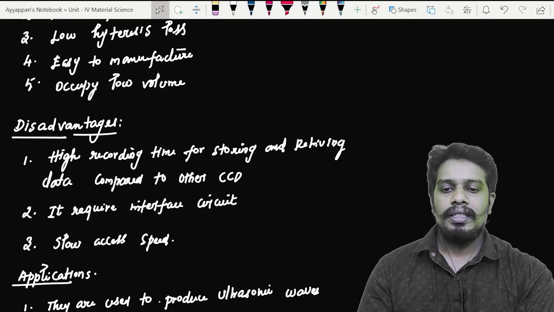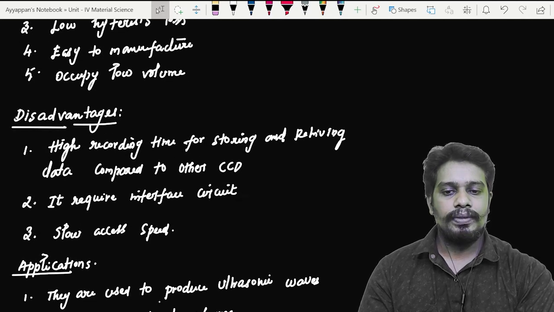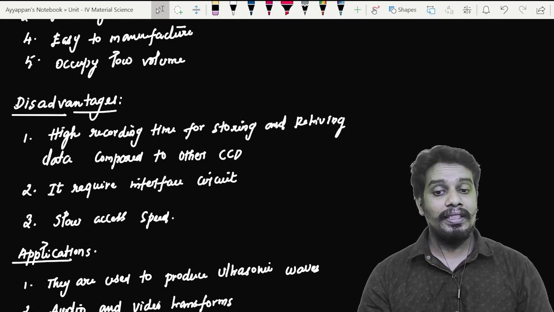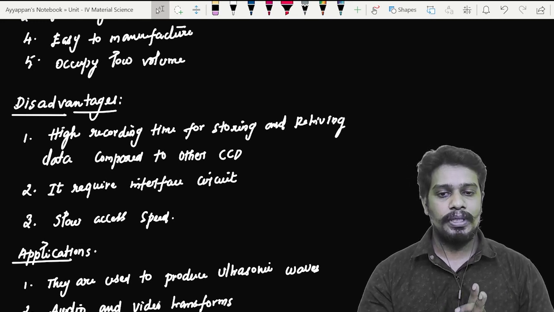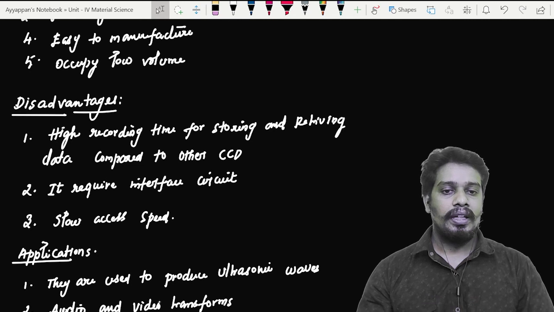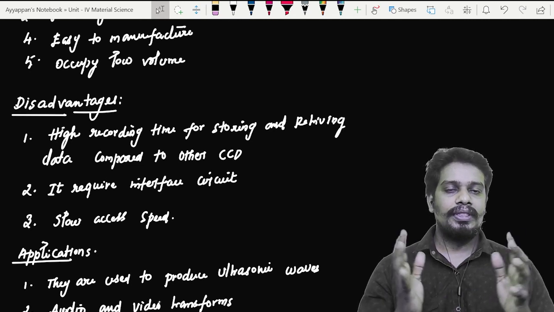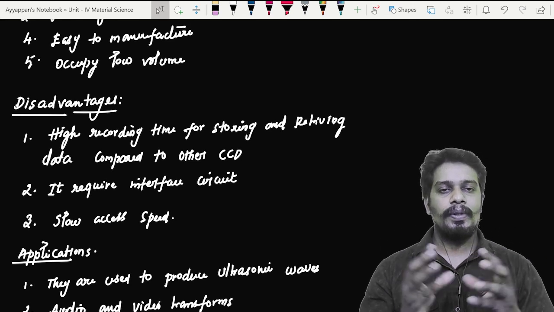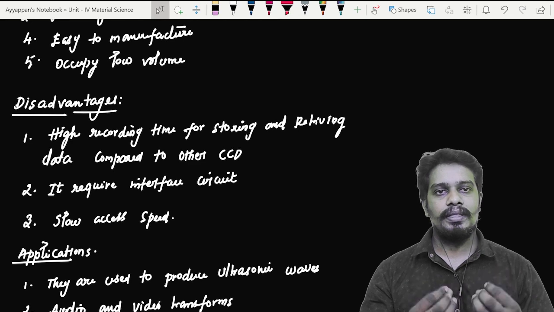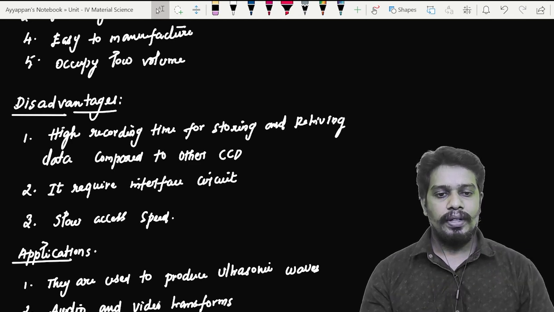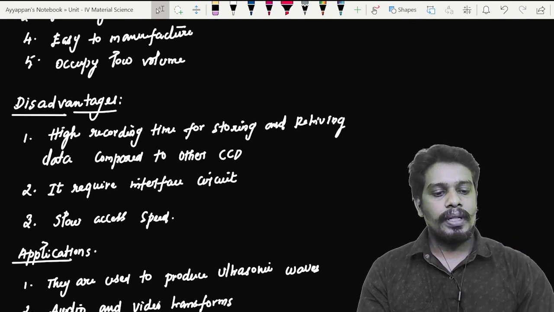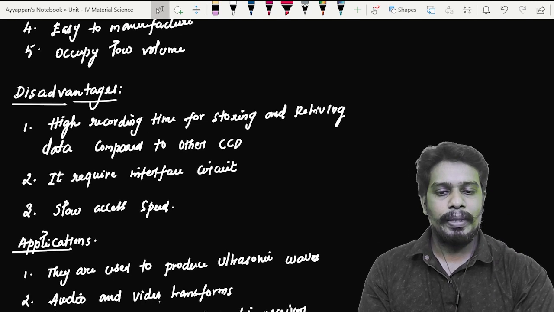From the applications point of view, they are used to produce ultrasonic waves. Here, it uses the magnetostriction principle, not for storing and recording the data. What it does is compress, so there is a change in volume. During that time, the ferrites produce ultrasonic waves. Then it is used in audio and video transformers. Ferrites have these applications.